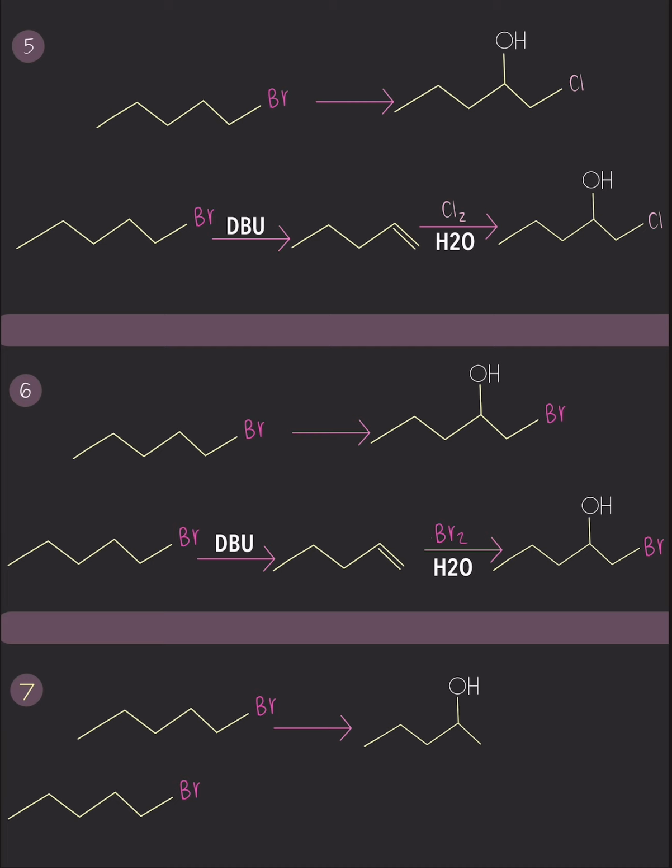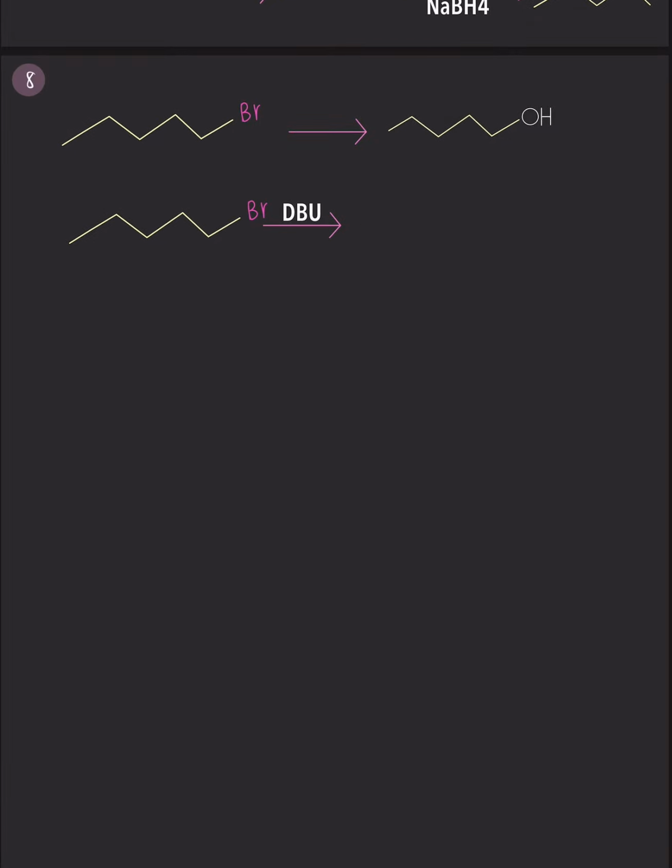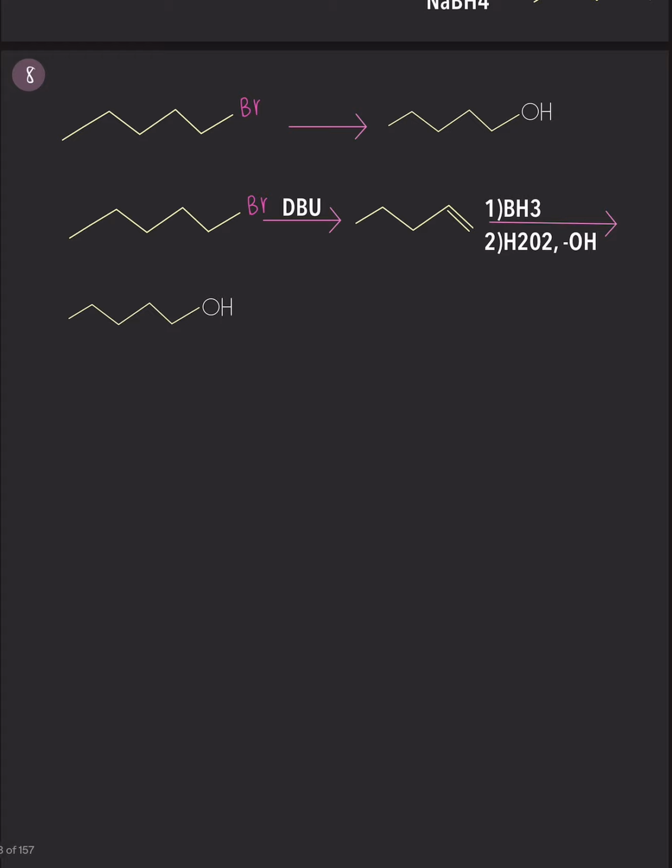Okay, what about number 7? Well, with number 7, again, I could use DBU, I could have my product, and if I want it to be on the most substituted carbon, it would be oxymercuration, and then I would have my product. If I wanted it to be on the least, again, I would do DBU, and then I would use BH3, and I would have it on the least substituted carbon.